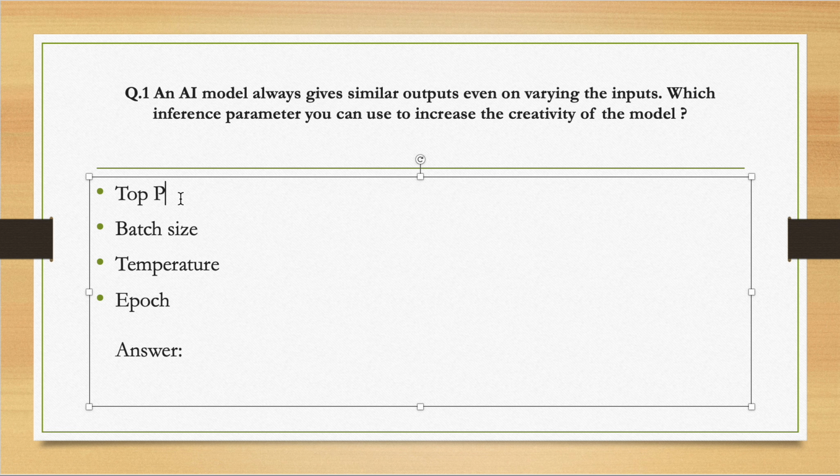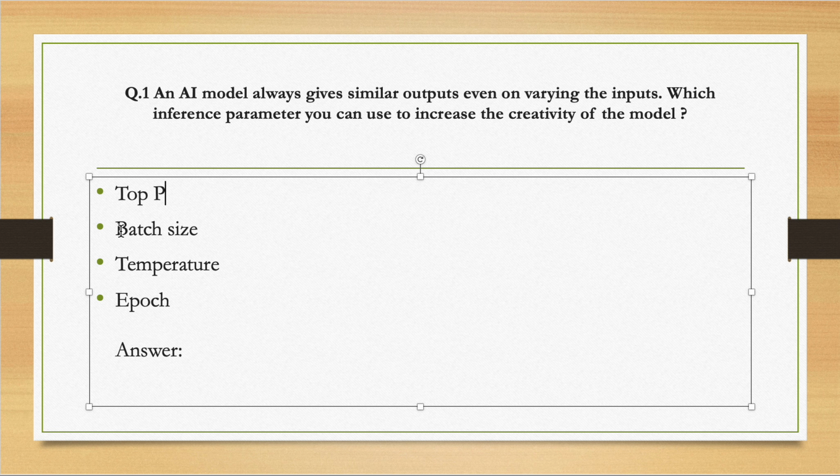Now coming to the options. If you see the options one by one, the first option is top P. Top P is basically the probability of the most probable words that the model would use to make a prediction. Let's say if I specify top P is 25, the model will take around 25% of the most probable words to make a decision. So it is not enhancing the creativity of the model.